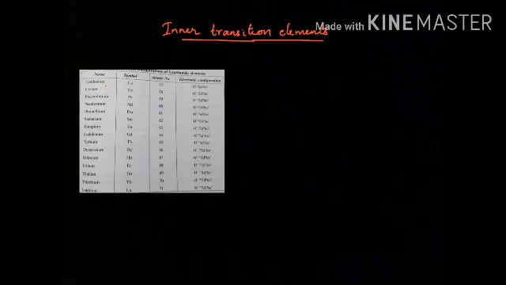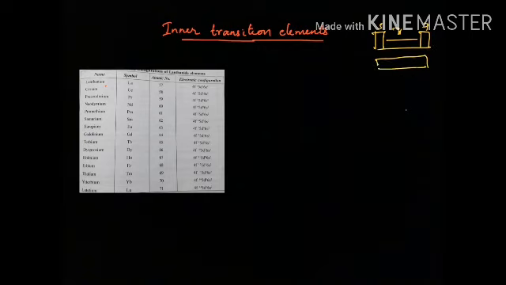In this session we are going to study the inner transition elements. What are inner transition elements? You know that those elements which are in between the s block and p block we call transition elements, right? At the bottom of the periodic table you can see two rows of elements placed separately. Those two rows of elements placed separately, we call the inner transition elements.